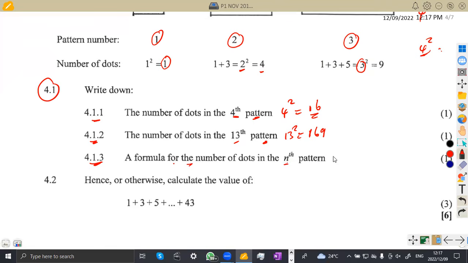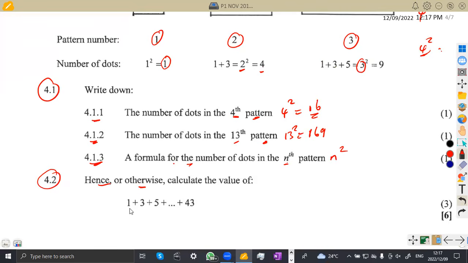All right, so this is now n, so it's going to be n squared, just like what we had from the other ones that we had. All right, so on 4.2, we are now given "hence or otherwise", which means we can use any other platform or any other way of calculating the value.